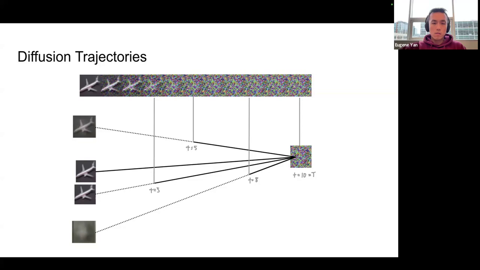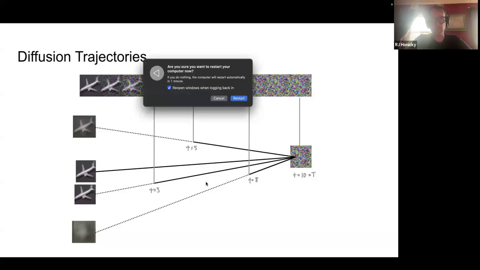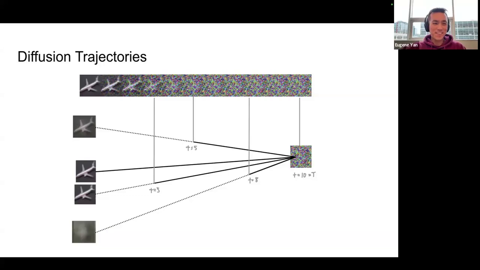Ajay, you're saying that the trajectories are not the same? Like t equals 8, t equals 5, t equals 3, they're not on the same trajectory as each other, in the sense that with t equals 3, you could not have gotten what you have at t equals 5? That's right. That's right. No, don't restart your computer. Yeah, okay. I understand the intuition. Thank you. And why is that?